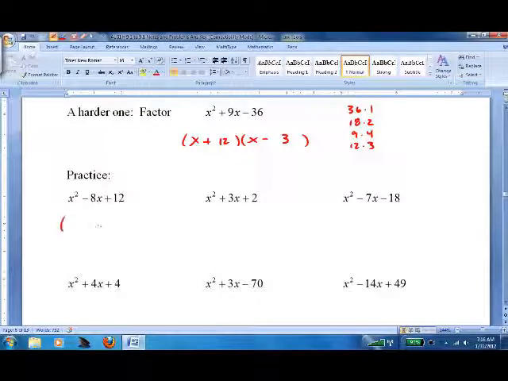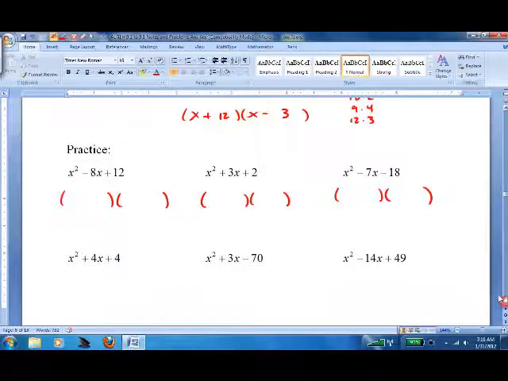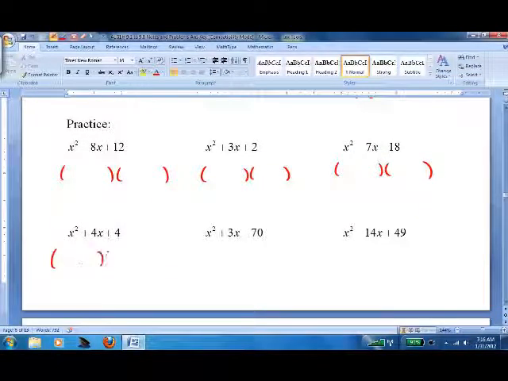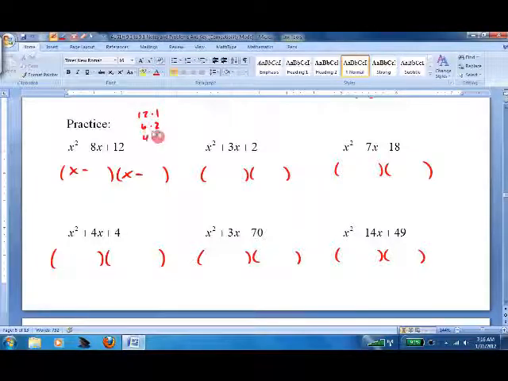Good. You might want to practice some of these on your own. I'm going to put up parentheses, so pause the tape if you want to try them on your own. X's minus plus goes minus minus. 12 and 1, 6 and 2, 4 and 3. They're both negative, so we'll add 6 and 2. So negative 6 times negative 2 is positive 12. Negative 6 plus negative 2 is negative 8. Looks good.